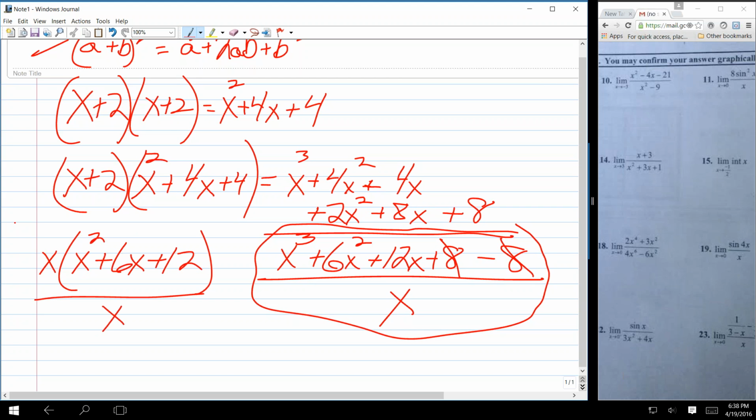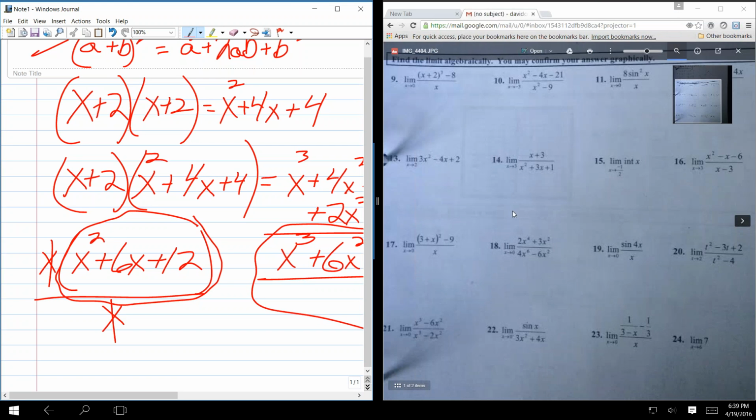Here's my denominator. Now I can evaluate that as x goes to 0 and it doesn't end up being 0 over 0. Okay. What does it become? That's just 12. Right. And that is the limit. Okay. So all of these are going to be the same strategy.